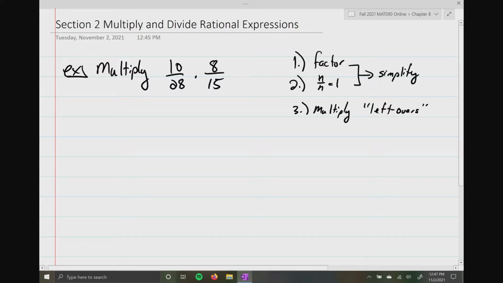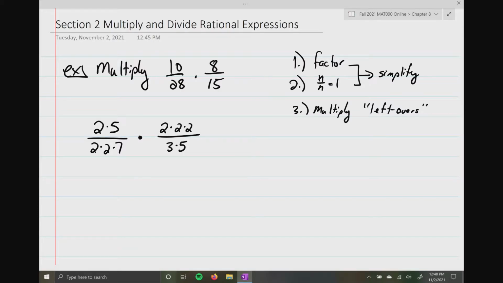I'm going to go back to that tried and true, awesome technique that we call prime factorization. So 10 is 2 times 5. Now 28 is a little bit different. So 28 is going to be 2 times 2 times 7. Now 8 is going to be 2 times 2 times 2. And 15 is going to be 3 times 5. Now, that took me, I don't know, maybe 20, 30 seconds to write down.